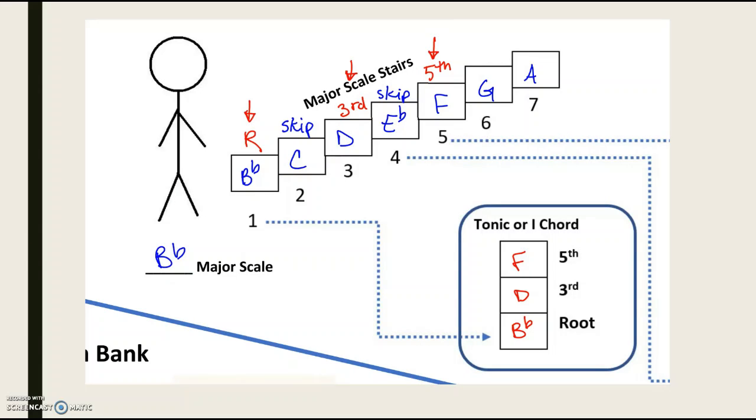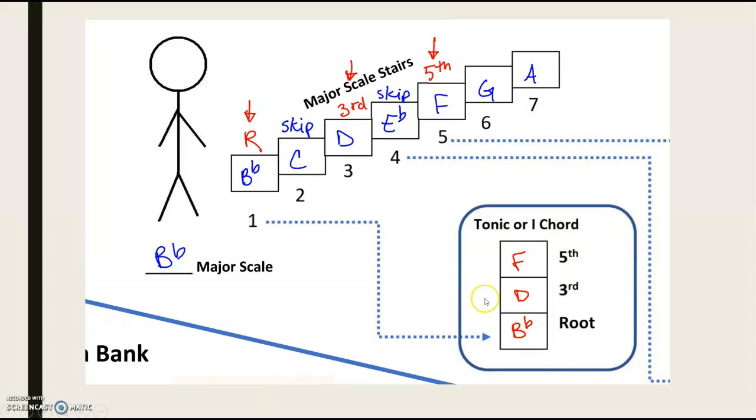First, we're going to work with the tonic or 1 chord. It's called the 1 chord because the root of it is the first scale degree in our B flat scale. So that's why there's this dotted arrow here connecting the first scale degree in this major scale stairs and the root of the tonic chord.